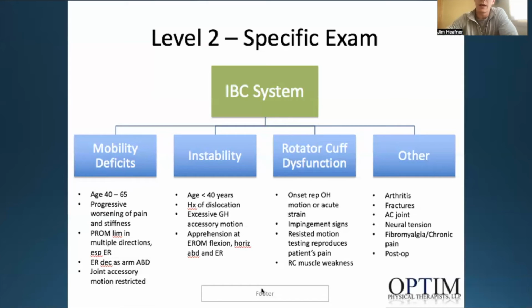And then the other category is going to be things like a fracture, which we treat, but it doesn't really fall under the first three. AC joint injuries, arthritis, neural tension, so maybe like a thoracic outlet neural tension, and then chronic pain, post-operative pains.